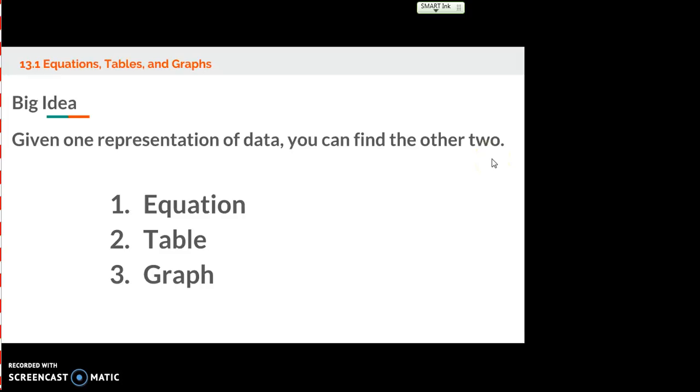All right, so our big idea today: representation of data. There are three ways to represent. You can write an equation, you can create a table, and you can create a graph, right? If you know one of them, you will be able to do the other two. So that's what we're doing today. I will give you one of those forms, you complete the other two.